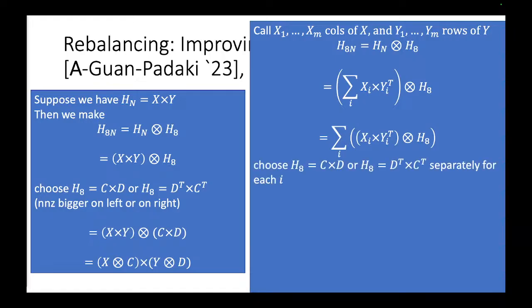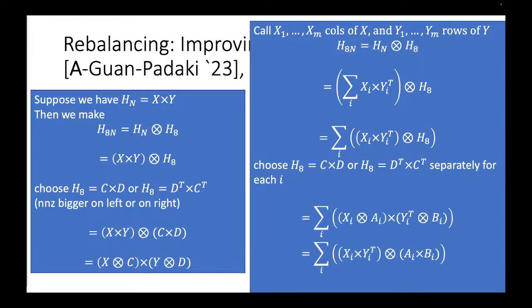And once I do this, now I can make a different choice of whether to use c times d or d transpose times c transpose for each i separately. So before we made the same one choice for all i's, but now I can make a different choice for each i separately, depending on whether xi or yi has more non-zero entries. You choose separately for each one. You put this inside the sum, and it lets you get more fine-grained control over balancing separate parts of the circuit. And this is where the improvement comes from.